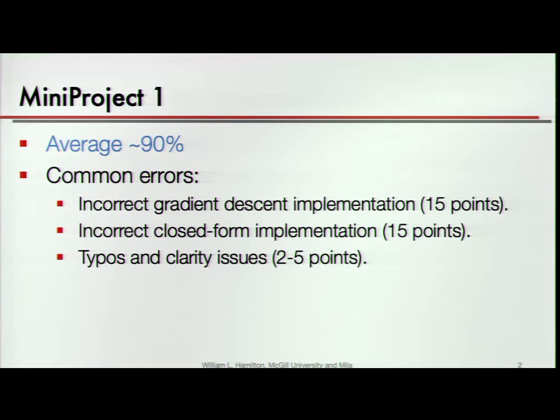So that's the status of Mini Project 1. Like I said, overall the class did very well. An average of 90 is quite good, and that is because, again, here we're making sure everybody gets the very core linear regression implementations correct. Okay, so that's on that.